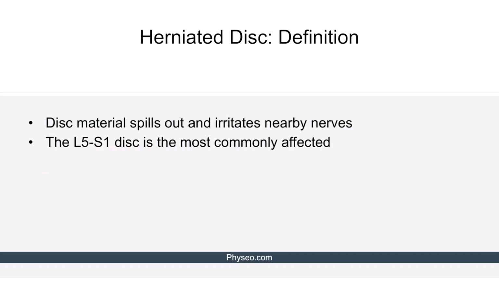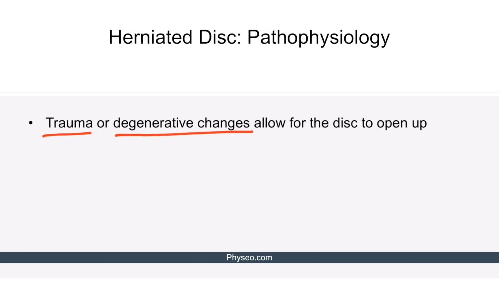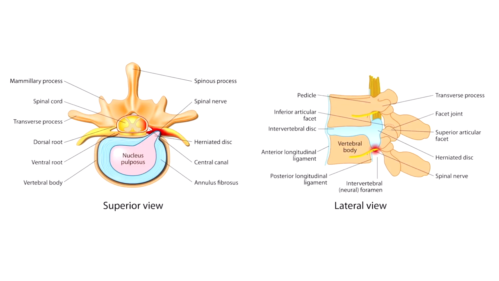With the herniated disc, the disc material spills out and irritates nearby nerves. This almost always occurs in the lumbar spine, with the L5 to S1 disc being the most commonly affected. Trauma or degenerative changes are usually responsible for the disc opening up and spilling some of its contents. Here we see an image depicting a herniated disc.